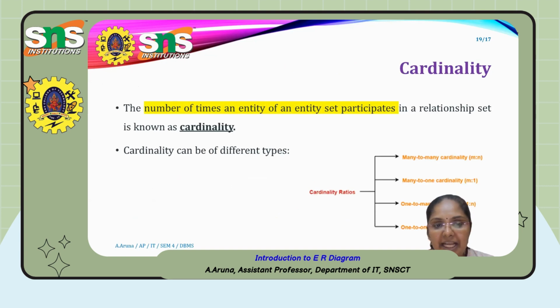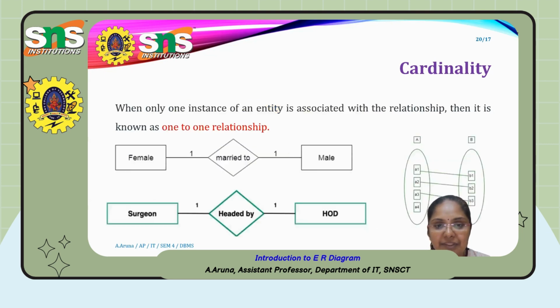The next one is cardinality. Cardinality is nothing but the number of times an entity can participate in an entity set or in a relationship set. Cardinality can be classified into different types: many to many, many to one, one to many, and one to one. It can be represented as m to n, m to 1, 1 to n, and 1 to 1. These are the cardinality ratios.